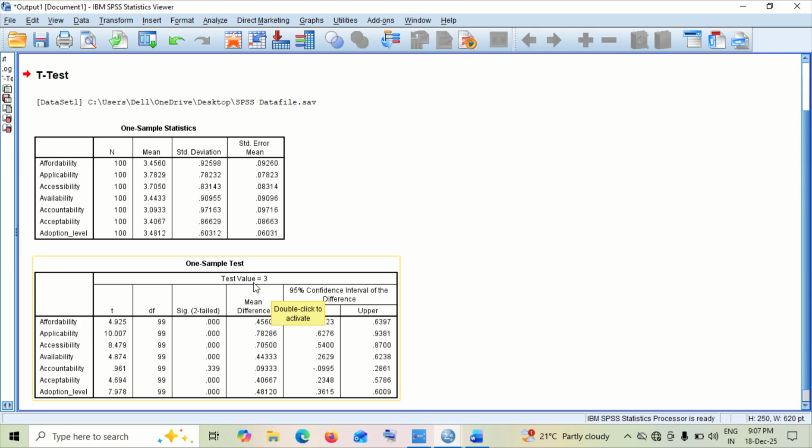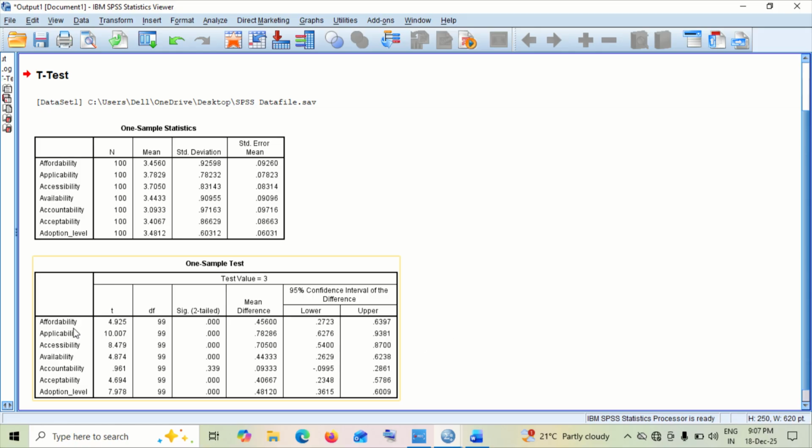Here the test value is equal to 3. And the first column is the t value or the test statistic. Then degree of freedom, that is n-1. Significance value, that is the two-tailed significance value. Mean difference. Then 95% confidence interval of the difference, in lower and upper cases.